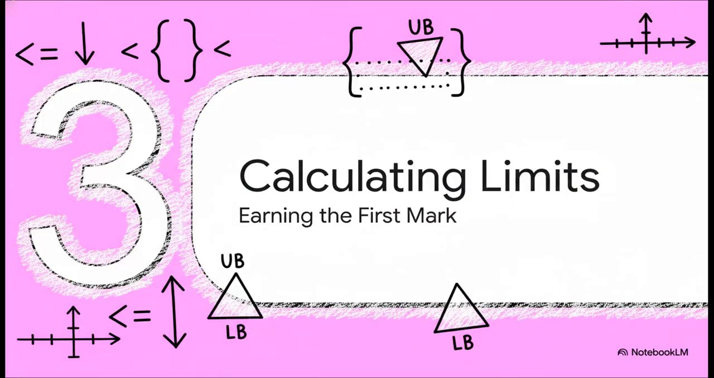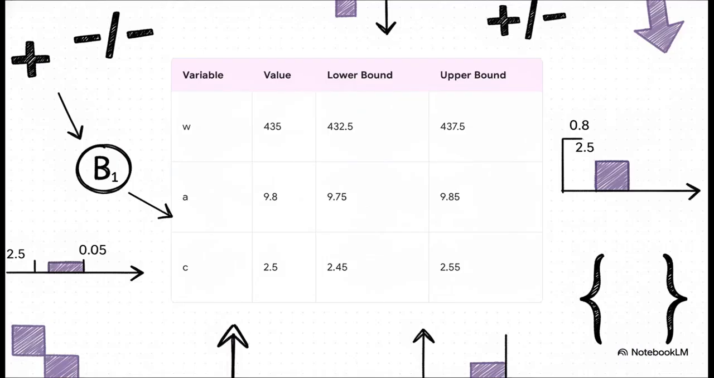Right. Enough theory. Let's actually do this and start bagging some of those marks. On the next slide, you'll see how we lay this all out and find the upper and lower bound for all 3 of our variables. And boom, here are the bounds all calculated out. For W, it's plus or minus 2.5. For A and C, it's plus or minus 0.05. And get this, the mark scheme says if you find just one of these 6 values correctly, you've already earned your first mark. That's a B1 mark in the bag. Super easy point right there.